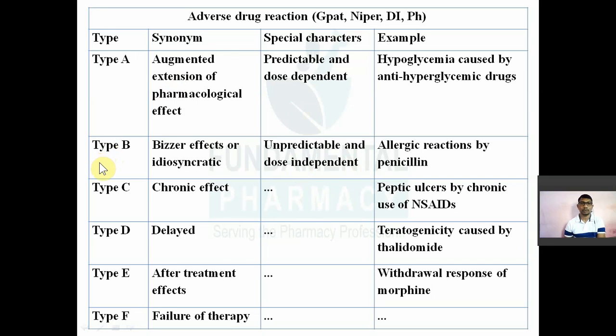You cannot predict what kind of adverse effect you will get in these reactions. They are mostly allergic and anaphylactic reactions caused by various drugs. For example, penicillin. Many people have allergic reactions to penicillin. Penicillins are not suited for each and every patient. That's why sometimes an injection of penicillin will cause an anaphylactic reaction, and that anaphylactic reaction is nothing but a type B adverse drug reaction.